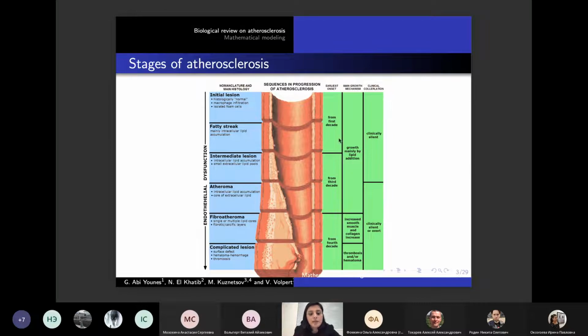Let me draw your attention to the first two types of these lesions. The first type is characterized by the intimal accumulation of lipids, and these deposits can be detectable microscopically. However, in the second type, which includes fatty streaks, the lipid deposits are visible to the unaided eye. I will be talking about this in more detail shortly.